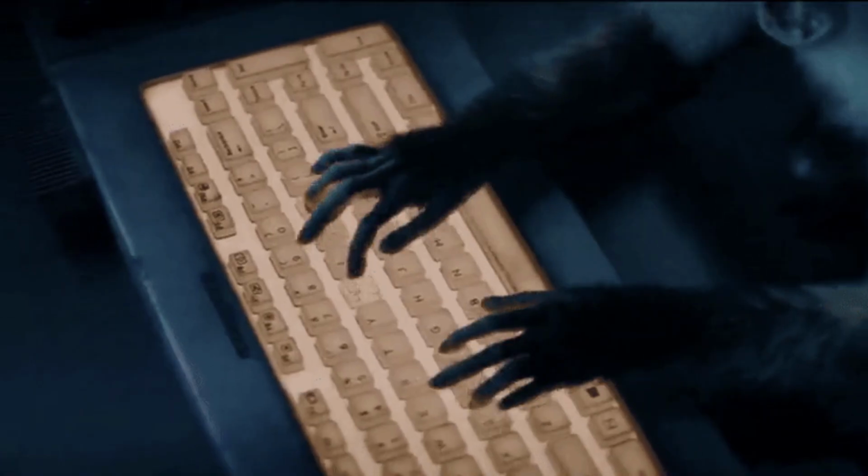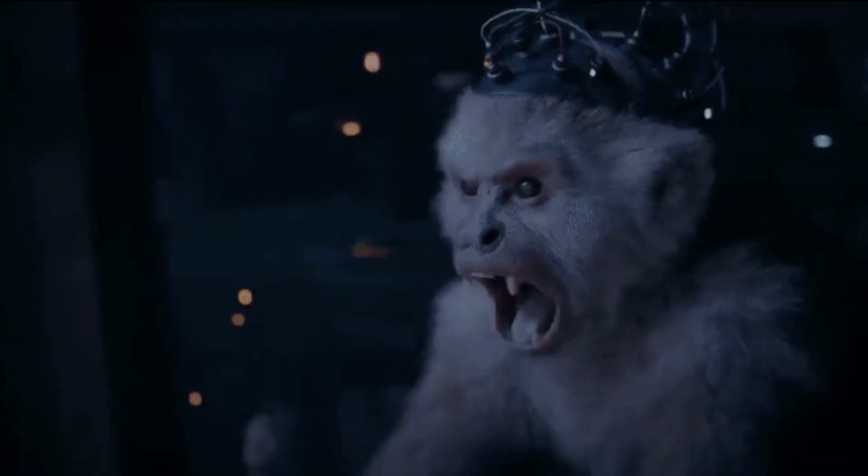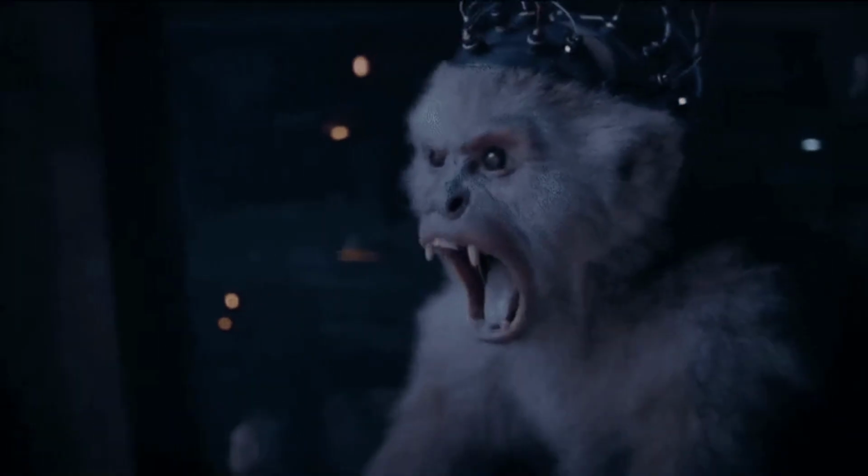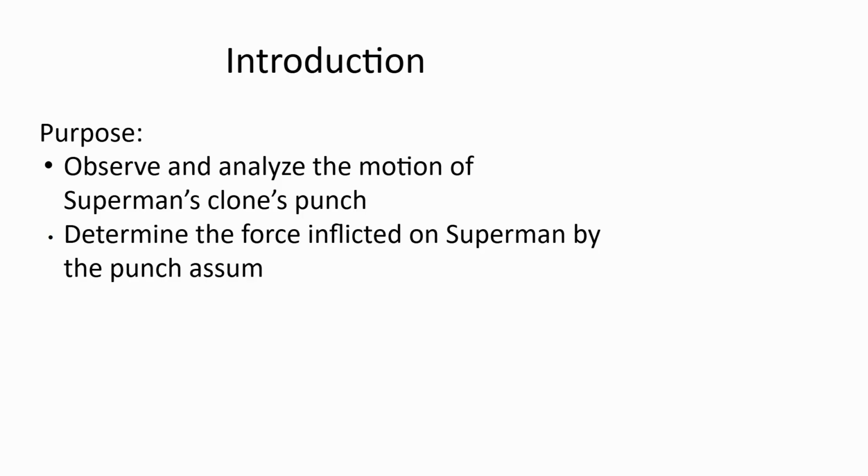Now, we're going to have to use every single tool in our arsenal to calculate the amount of force that was punched onto Superman by his clone. Now, the purpose of this lab was to observe and analyze the motion of Superman's clone's punch as it hit Superman in the face and determine the force inflicted on Superman by the punch.